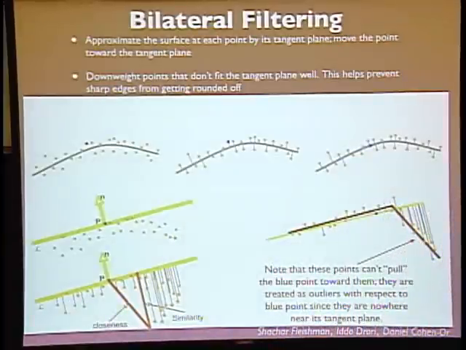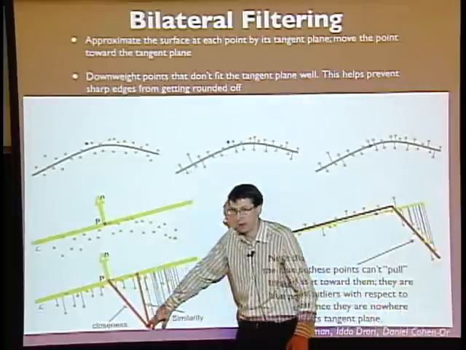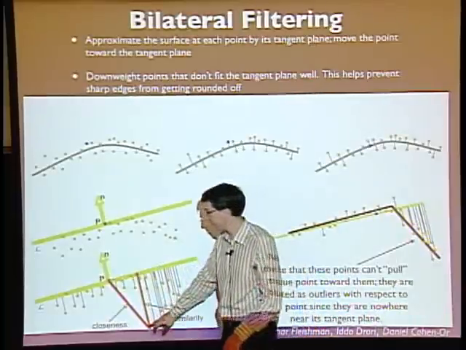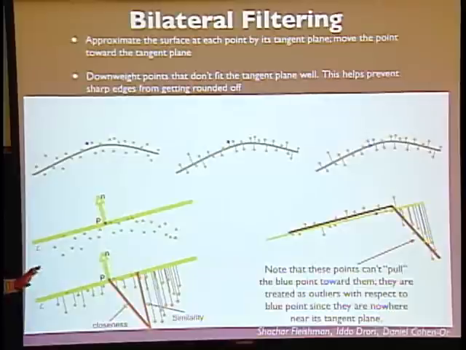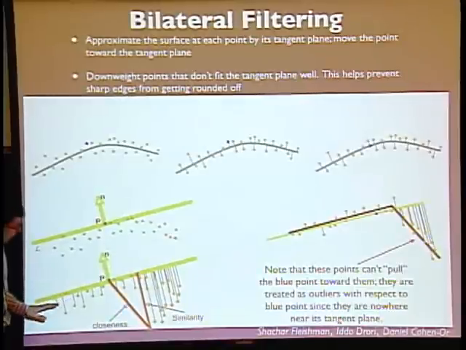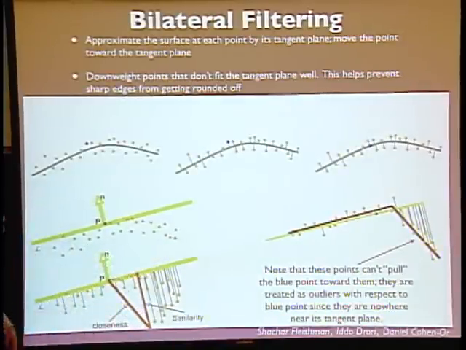There are two components to that. Basically, points that are far away from the blue point shouldn't have much of a vote. And furthermore, points that seem to be outliers, in other words, points that are far away from a consensus tangent plane, shouldn't have much of a vote either.